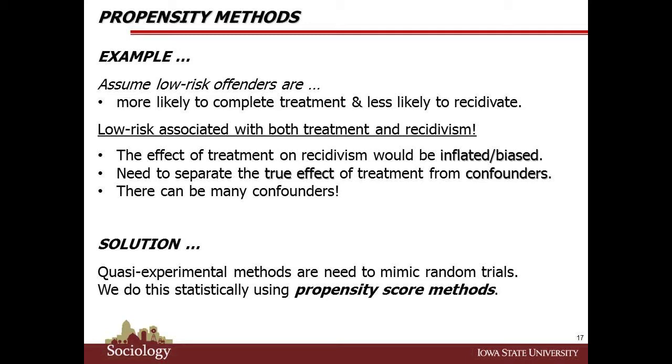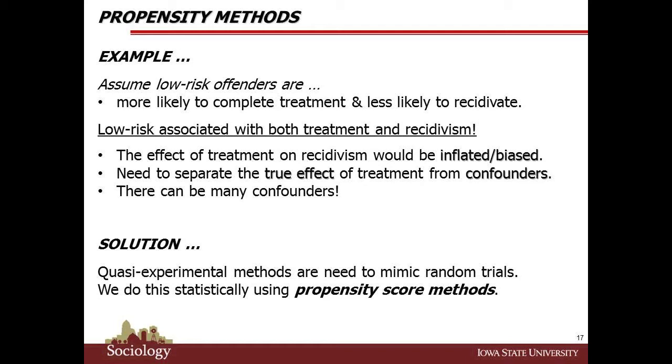Now, if we simply ran our analysis looking at the effect of treatment on recidivism without controlling for the low risk of the offenders, we know that low risk is associated with both treatment and our outcome variable. And that low risk is a source of bias. So when you're evaluating the effect of treatment, if treatment shows it really has a strong effect at reducing recidivism, it may not be the treatment itself. It may simply be that those are lower risk offenders to begin with, that only low risk offenders complete treatment. And of course, if they're a low risk offender, even if they did not complete treatment in the first place, they were still less likely to fail in the beginning.